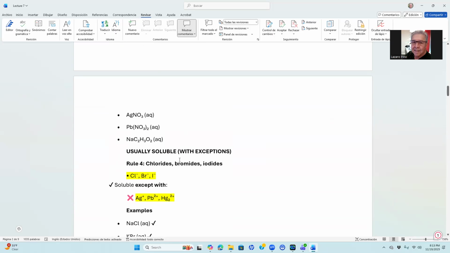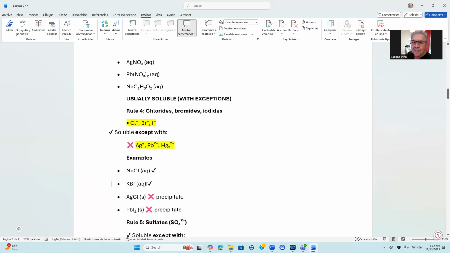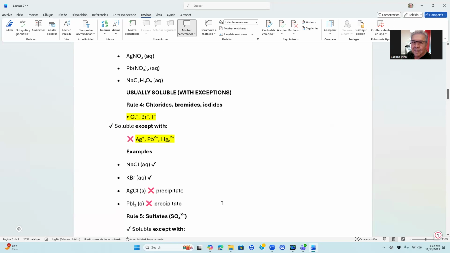The substances that are not always soluble are the chlorides, bromides, and iodides. These anions are soluble only if there is not a silver cation, lead-2 cation, or the cation of mercury. So look at this. These are soluble, but when silver is the cation or lead-2 is the cation, they form a precipitate.